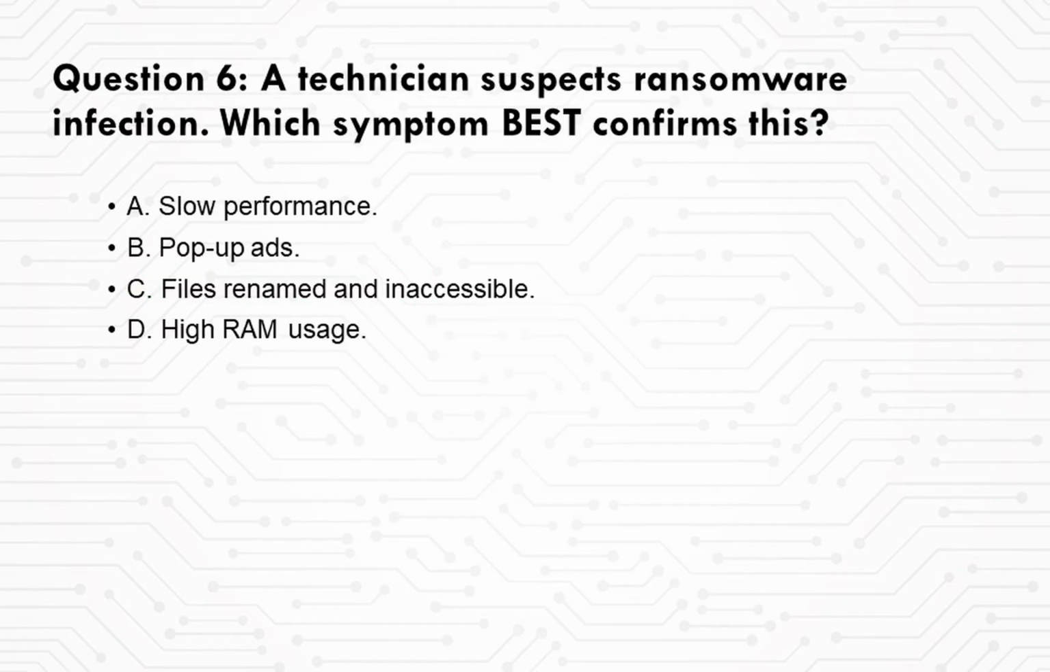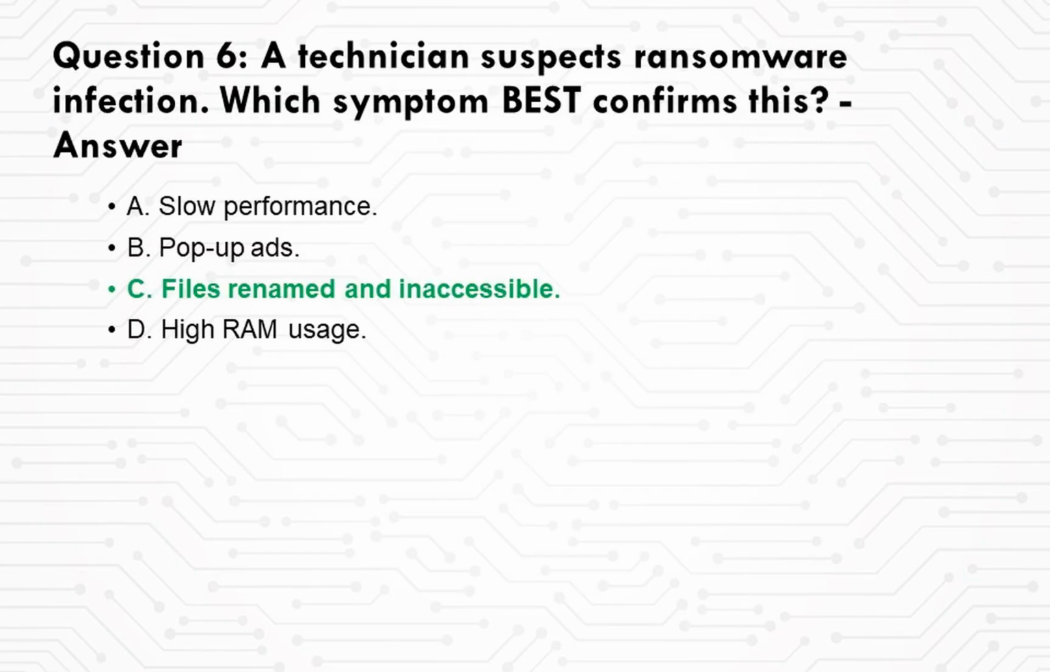Question 6. A technician suspects ransomware infection. Which symptom best confirms this? A. Slow performance. B. Pop-up ads. C. Files renamed and inaccessible. D. High RAM usage. Answer: C. Ransomware encrypts files and often renames them, making them inaccessible.